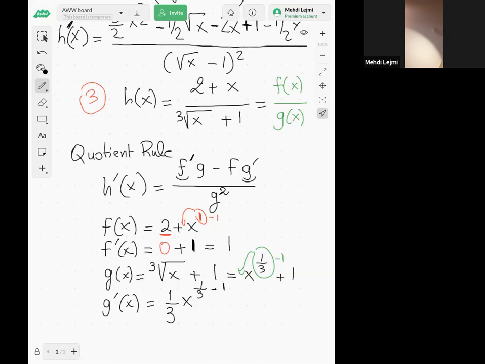And then there's a plus here. So here's my plus. And then again, this is a constant, and the derivative of a constant, of course, just a number by itself, is 0.